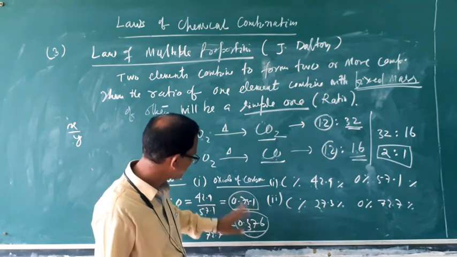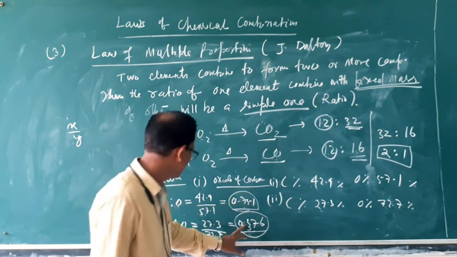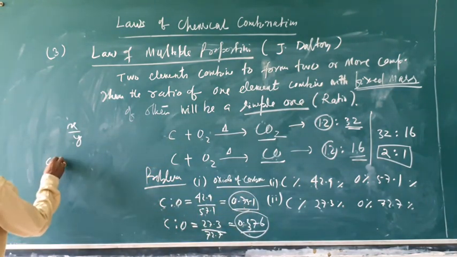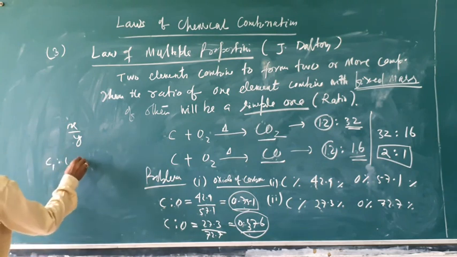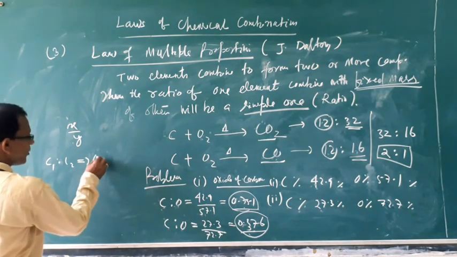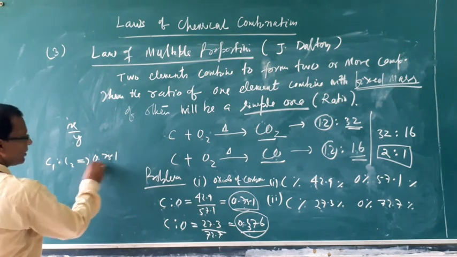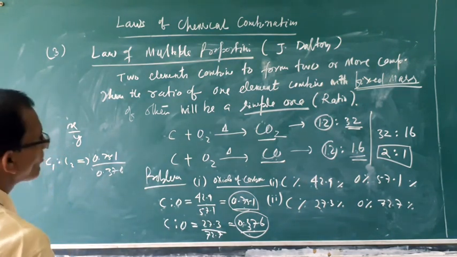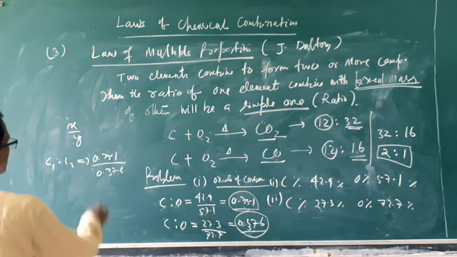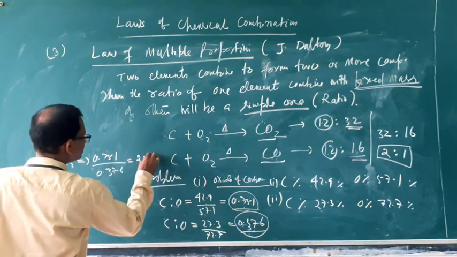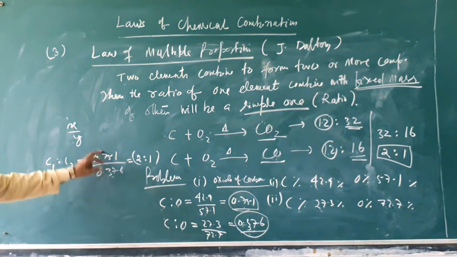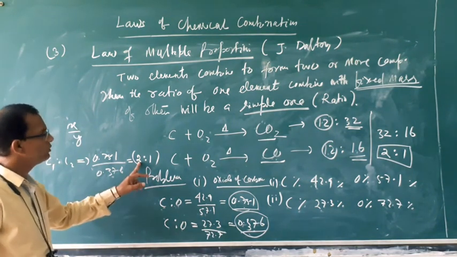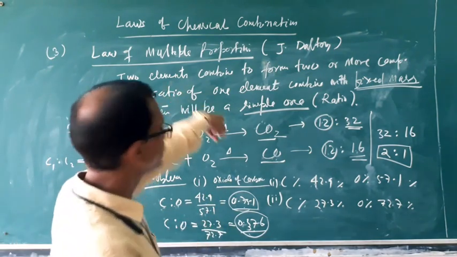You divide this first carbon value by the second carbon value. So the carbon ratio in the first experiment to the second experiment is 0.751 upon 0.376. It is approximately 2:1, because it is approximately 2 times. So it is satisfying the law of multiple proportion.